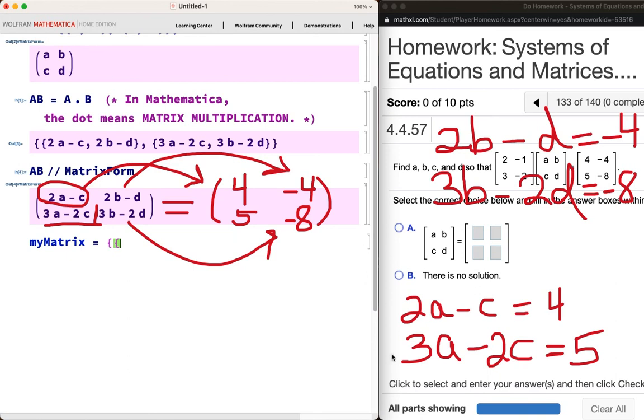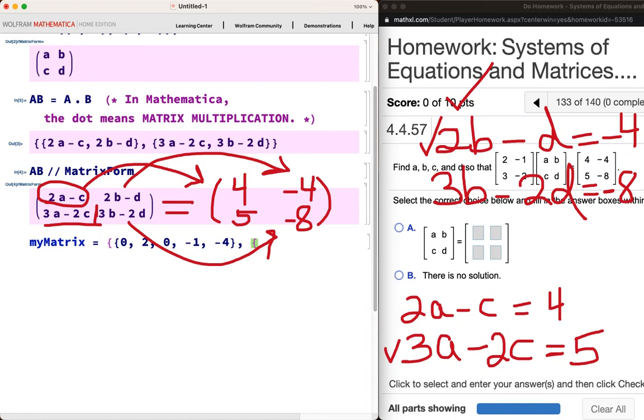So we could start here, or we could start here. I mean, it really doesn't matter which equation is first, second, third, fourth. So I'm going to start with this equation right over here. So then there's no a. The coefficient for b is 2. There's no c. The coefficient of d is negative 1. It's equal to negative 4.